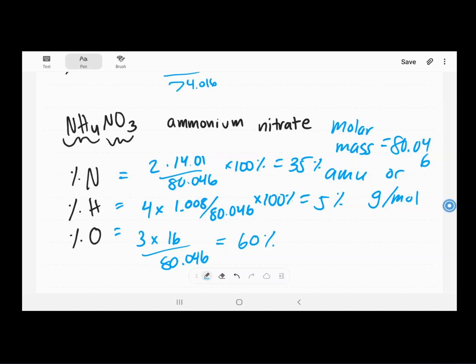Okay. Last chance for questions on mass percent. Yes, Robert, that's correct. We're going to add the 2 nitrogens and the 4 hydrogens and the 3 oxygens together to get 80.046 or 052, depending what you're using. Okay. That's all right. You figured it out. That's awesome.